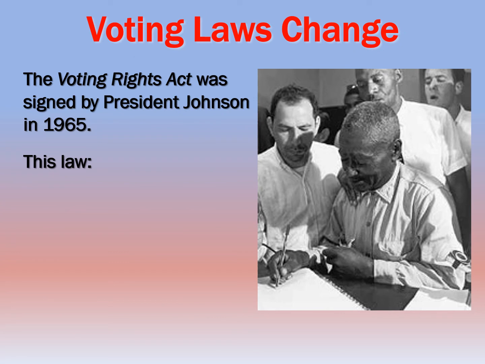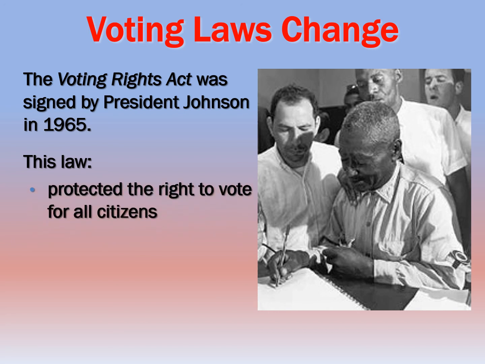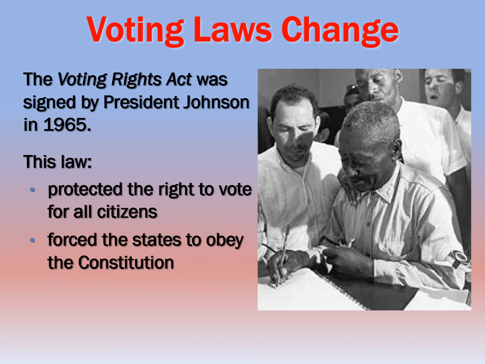And then in 1965, the Voting Rights Act was signed by President Johnson. So he signed the Civil Rights Act in '64, the Voting Rights Act in '65. And once and for all, this law protected the right for all citizens who were 21 and older to vote. And it forced the states to obey the Constitution and follow the federal mandate. So in 1965 this gives the right to vote to all people 21 and older who had not previously had it, which restores black man voting, and it gives black women the right to vote as well.